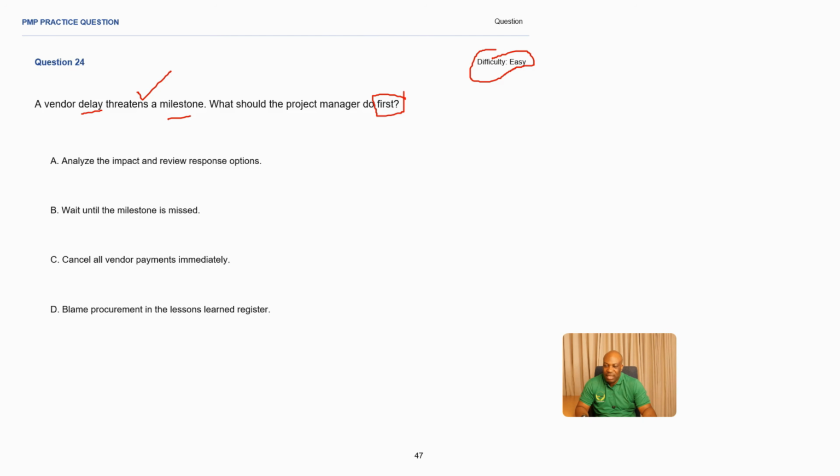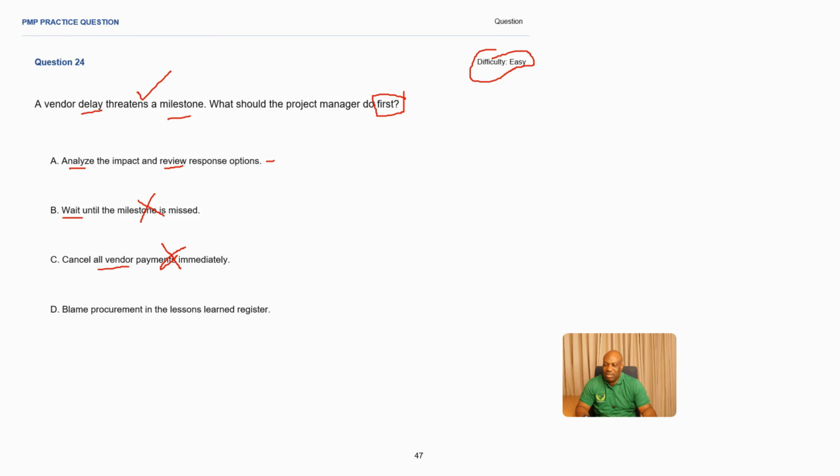Remember the mindset. I like the words review and analyze. You're getting more information before you act. Wait until the milestone is missed. Never wait for anything in a project. You're causing delays, so automatically we eliminate this answer. Cancel all vendor payments immediately. You don't just start firing people or vendors in a project just like that. You need to evaluate and understand the impact of the delays in terms of cost and time. So making this an incorrect answer.